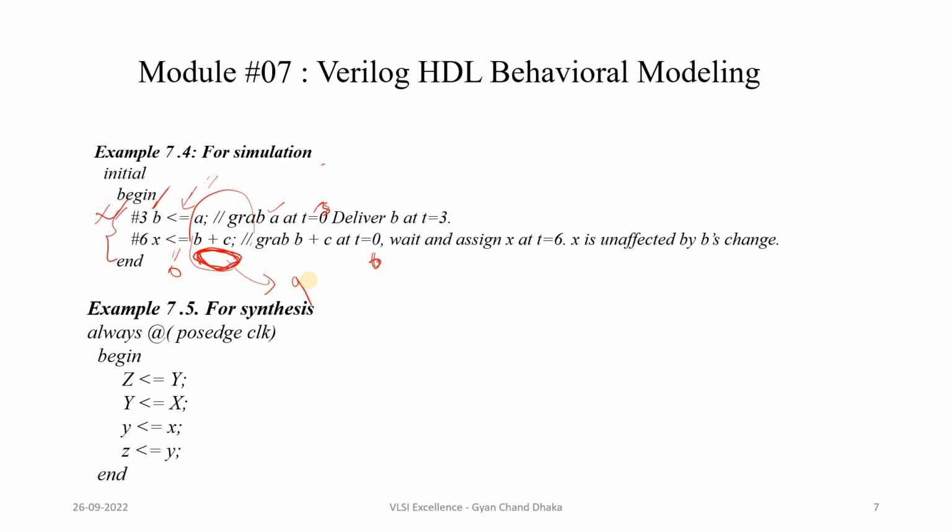But this is a type of non-blocking assignment. Here all the right hand expressions of non-blocking statements start executing concurrently. So both the statements are executing concurrently from time t equal to 0. So A will be picked at t equal to 3, and B and C will be picked at t equal to 6 time. So I hope this is clear. Now for synthesis, we cannot use delay statements. So this is the way of writing non-blocking statements for synthesis.